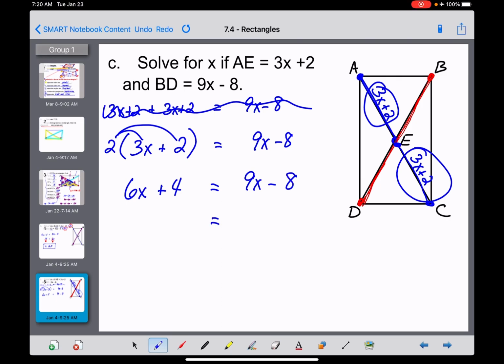Okay, I'm going to subtract the 6x from both sides, and that'll give me a 3x on the right. Adding an 8 on both sides puts a 12 on the left, and then we'll divide both sides by 3 and get x equals 4.